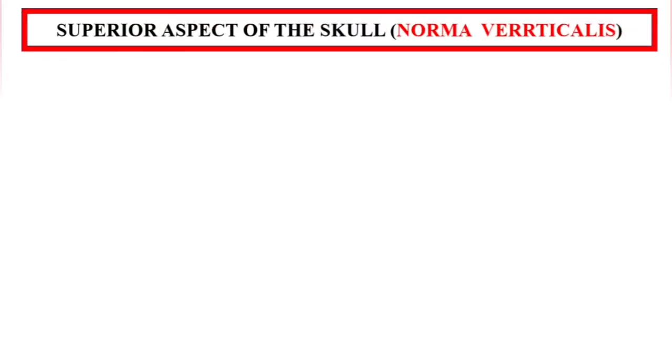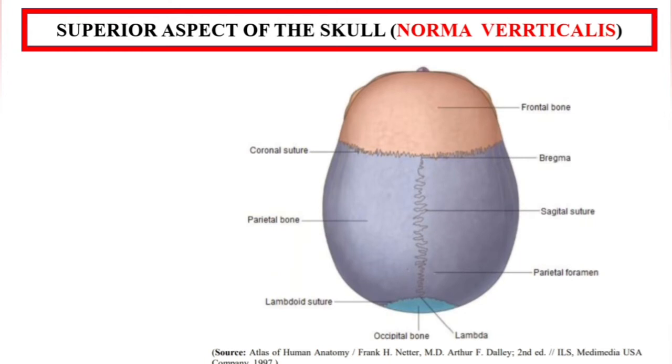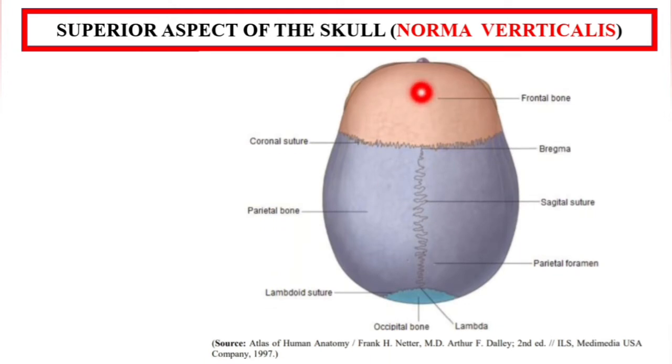The superior aspect of the skull is norma verticalis. You can see the bones first: the frontal bone, the two parietal bones, and the occipital. You can see the sagittal suture here, and this suture is called the coronal suture. The lambdoid suture I showed you in the previous picture is here. The region where these three bones meet is called the lambda. And this region where the frontal and the two parietal bones meet is called the bregma.